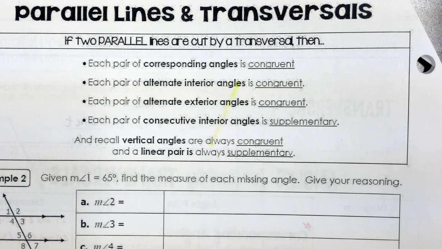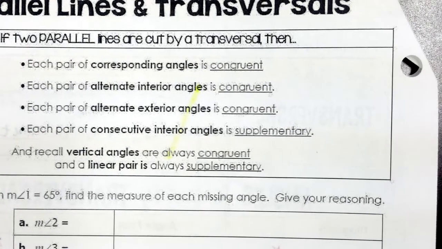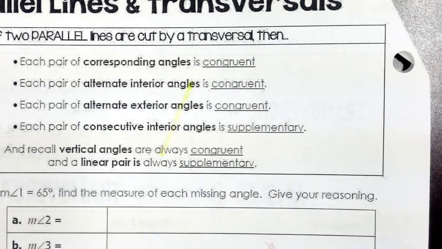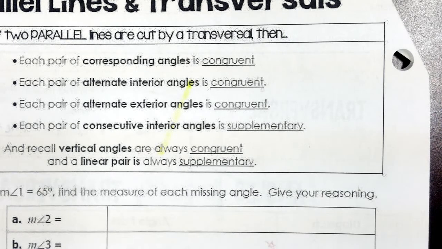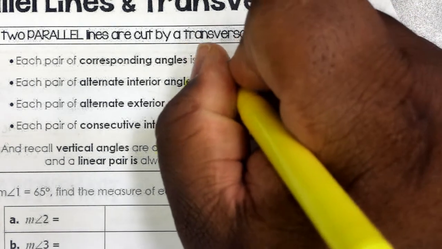So on the back, we're looking at parallel lines and transversals. This is the back of our notes. It says, if two parallel lines are cut by a transversal, then you should know these things about your angle pair relationships. The first thing you should know is each pair of corresponding angles is congruent. I'm going to highlight my important words too. So all y'all need to know, corresponding angles are congruent.